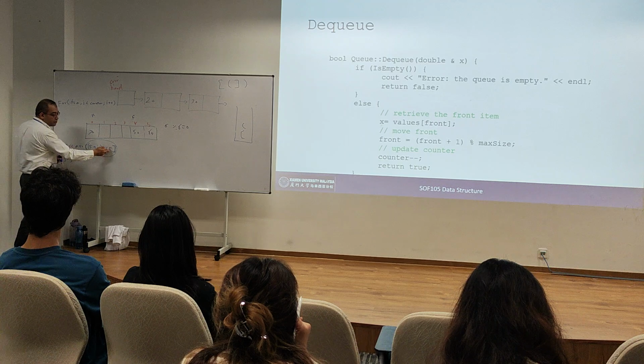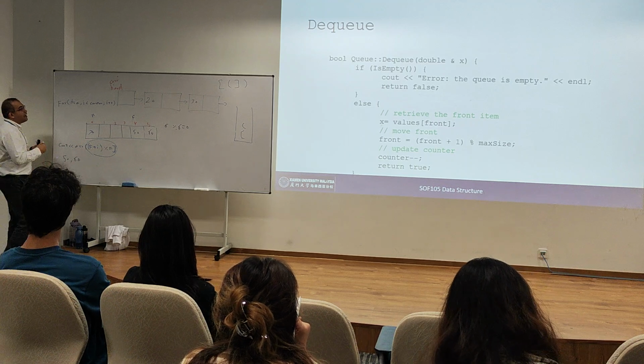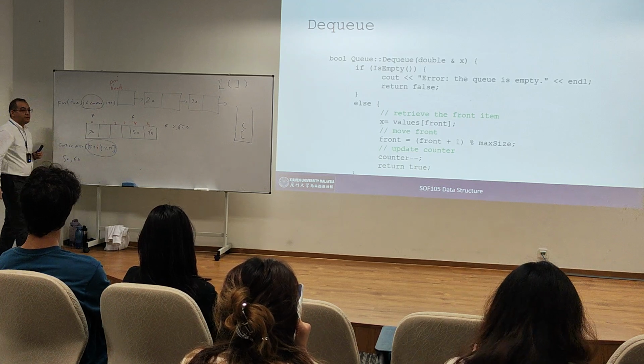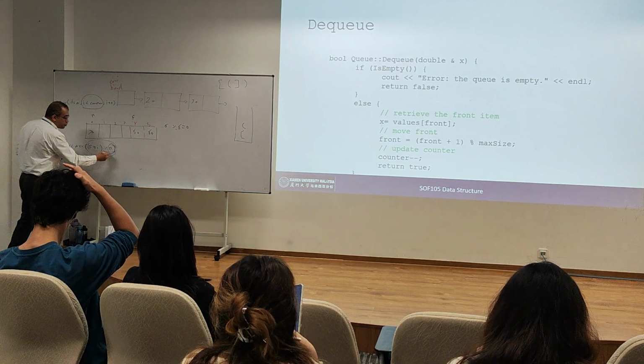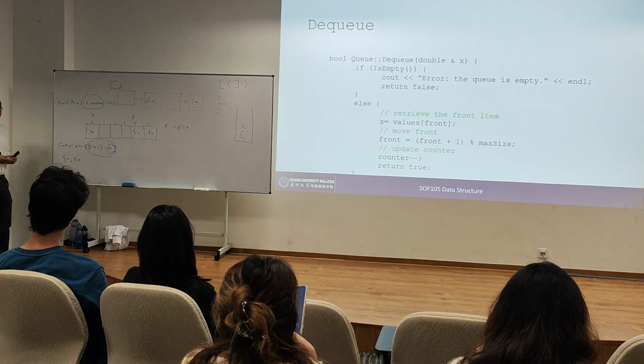All the time we do what? Mod the size of the array, not the counter. Here, I want to print 3 elements, right? This is what I want to print. Here is a different thing. Here I want to go back to the beginning. All right?